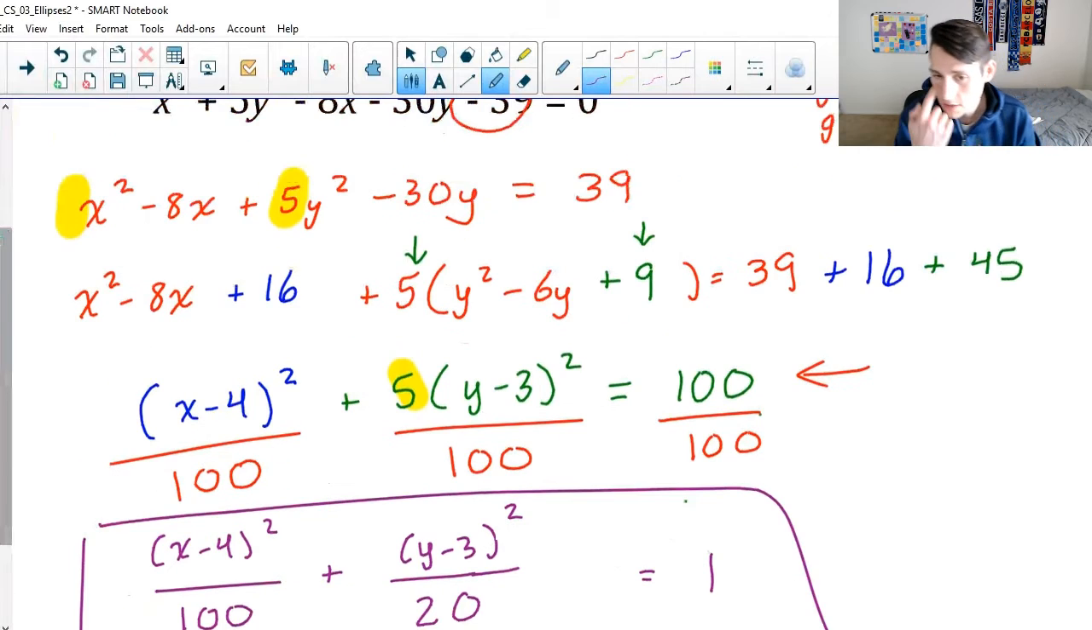Still our same process of completing the square, but there's a little bit of an added issue because we might have some coefficients that we need to factor out. And so that'll change how we add things to both sides and what we do.